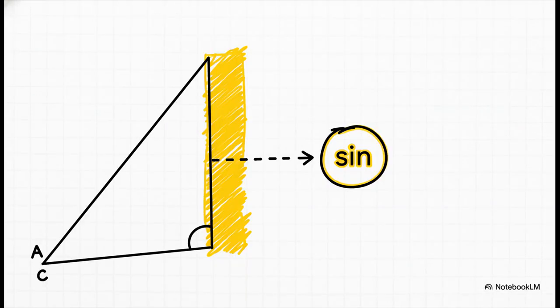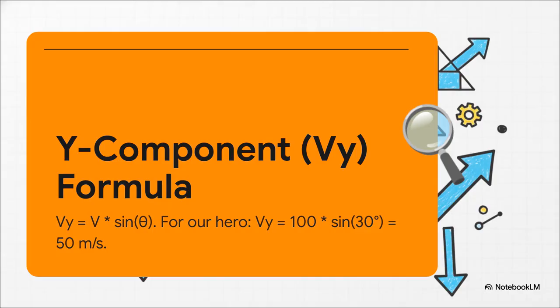Now for the other piece of the puzzle, the vertical component, let's call it Vy. If you look at our triangle, that's the side that's opposite our 30-degree angle. And for the opposite side, we always use the sine function. You see the pattern, right? Adjacent gets cosine, opposite gets sine. Just like before, we plug in our numbers, 100 meters per second times the sine of 30 degrees, and that gives us 50 meters per second. So great, we've got our answers, 86 meters per second forward and 50 meters per second down.